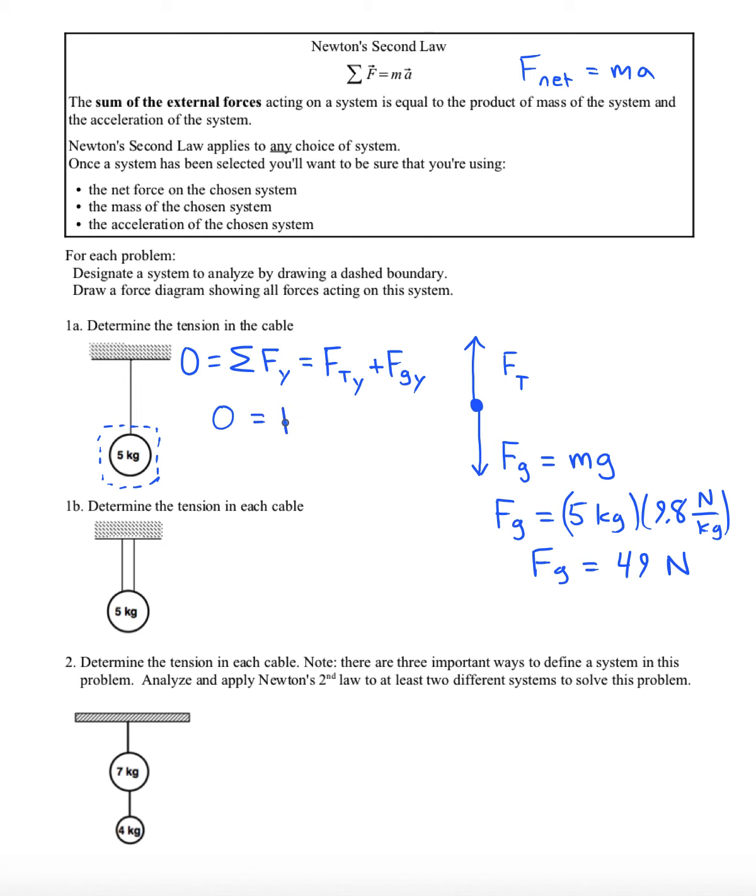So we'll have this. I'm going to make the FGY negative because it points down. And now I solve for FTY. It was 49 newtons.